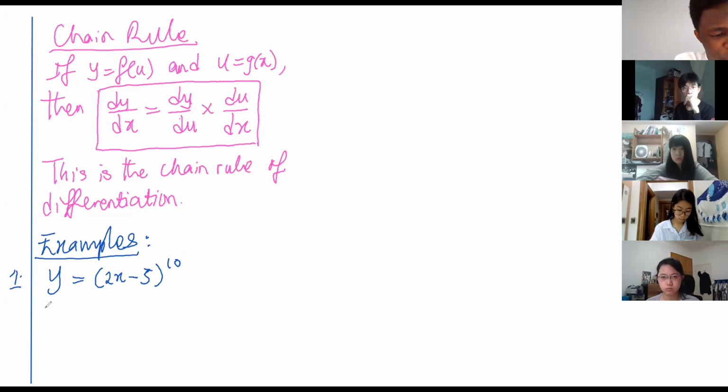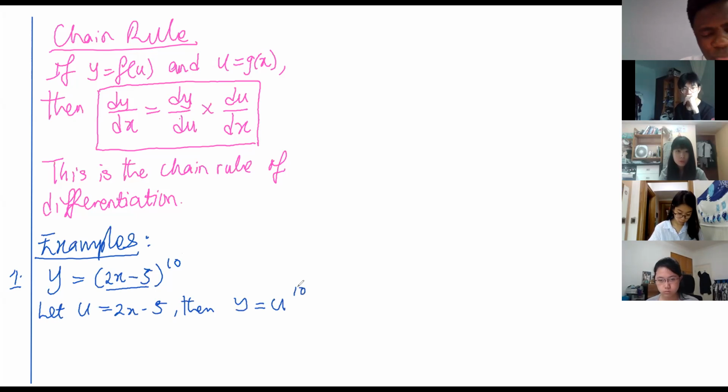You start by saying, you can see that this is one of the functions that was composed together. Understand what I mean? Let the inner one be u. Then the y will now be written as u to power 10. Can you see this? So always write that. From here, you find du dx. And from here, you can find dy du. The du dx is simply 2.